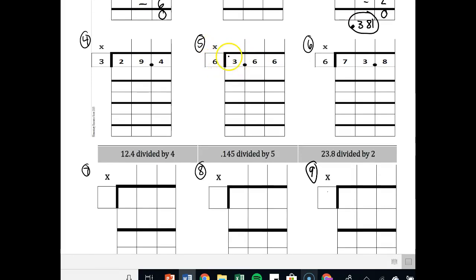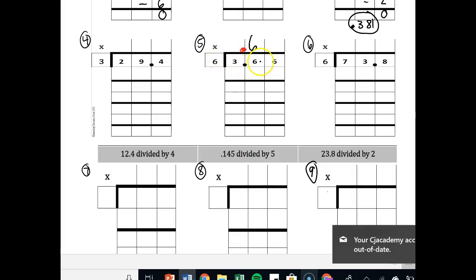Does 6 go into 3? No, because 3 is smaller than 6. And also, before I start, raise the roof, right? Put your decimal up top. So does 6 go into 3? No. Does 6 go into 36? Yes, it goes in there 6 times. So notice, if it doesn't go into this number, you skip to the next number and treat it as the same, right? So this is now not 3 and 6, this is 36.